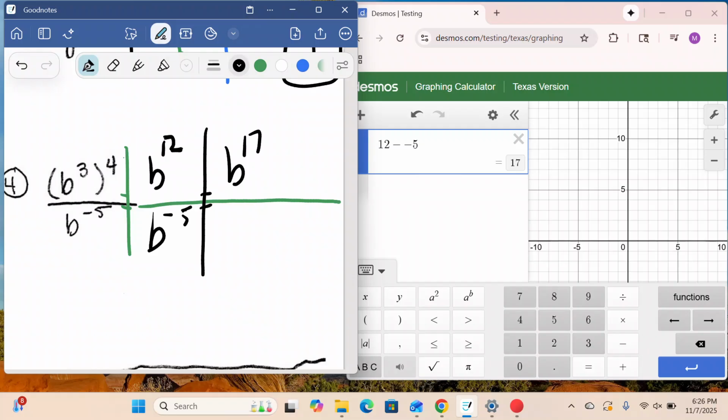Now, if I look at that, oh, now it's positive. I don't have to throw it to the bottom anymore. It's a positive. So that is my answer. So I can write b over 17 over 1, or I can just put b to the 17th.